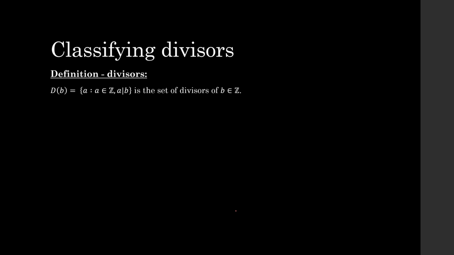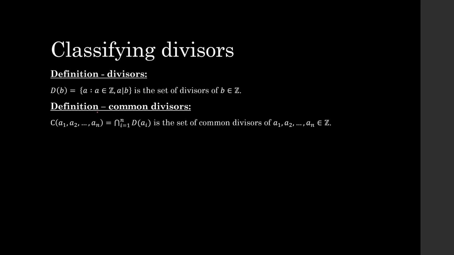So for some b belonging to the integers, big D of b is equal to the set of all integers a such that a divides b. So all divisors of b. That's pretty easy. We're just going to denote that as D(b). Now, next we define common divisors.